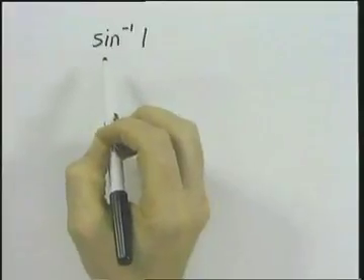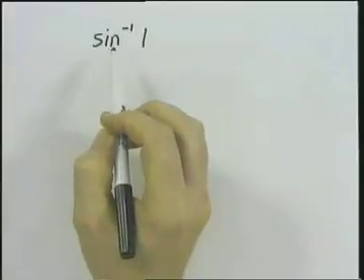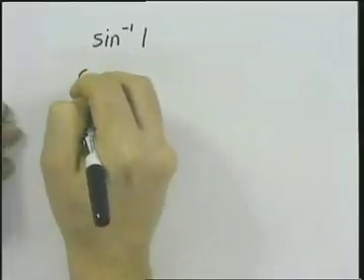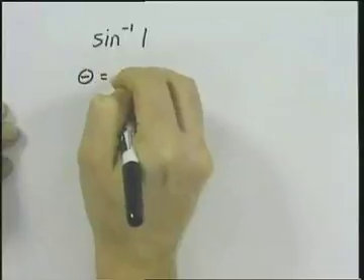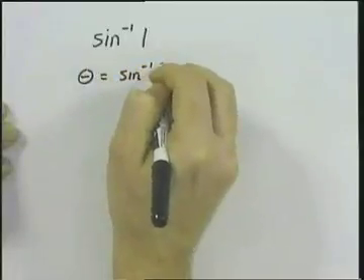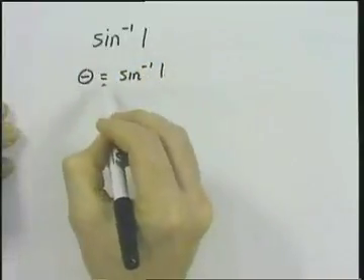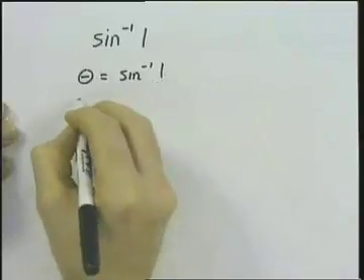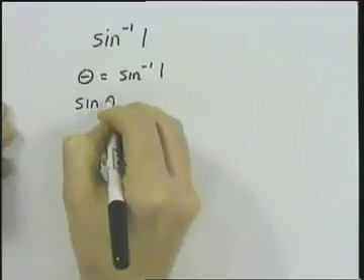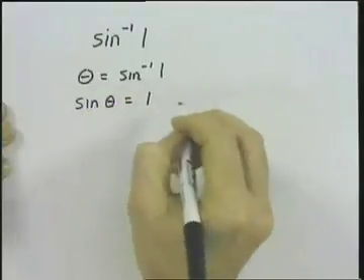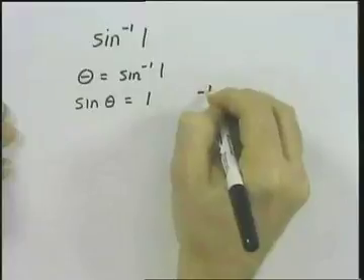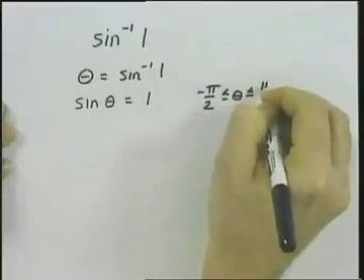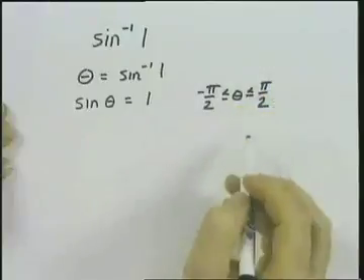For example, suppose we wanted to evaluate the arc sine, or the inverse sine of 1. Here's what that means. It means that there's some angle theta that equals the inverse sine of 1. Another way of thinking about this is the sine of some angle must equal 1. However, the angle must be between negative pi over 2 and pi over 2 inclusive.